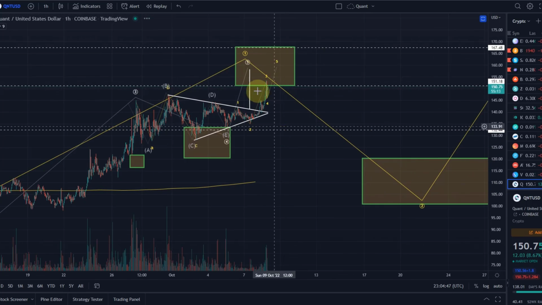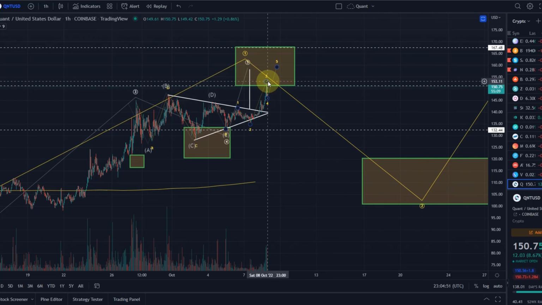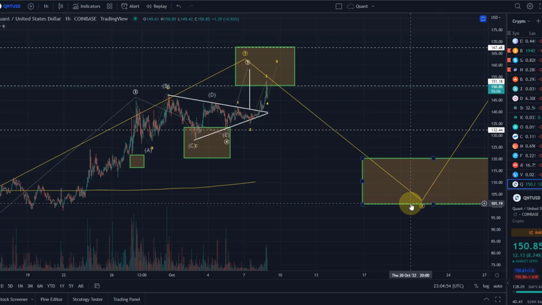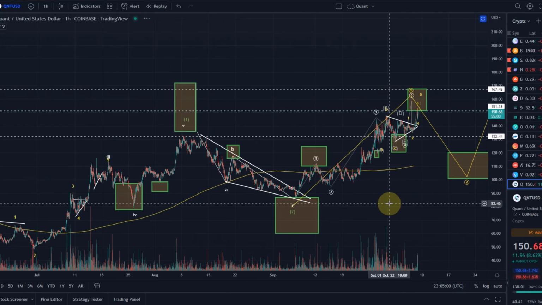Then I would expect the move down in wave 2. I've already moved it based on the latest high, so I would scale in the area between 101 and 120 US dollars. Yeah, and that's my update about Quant.